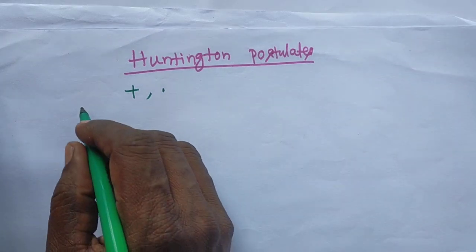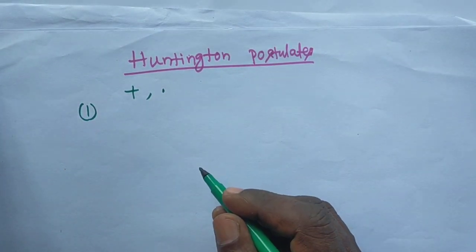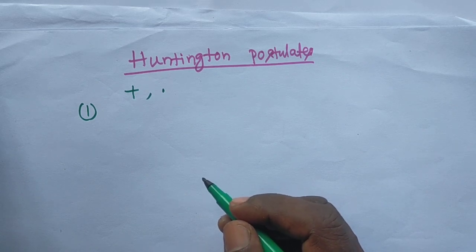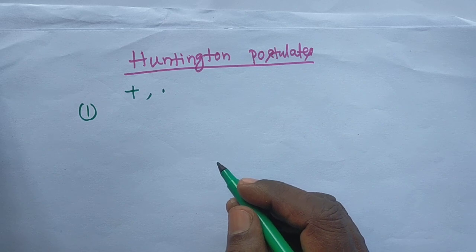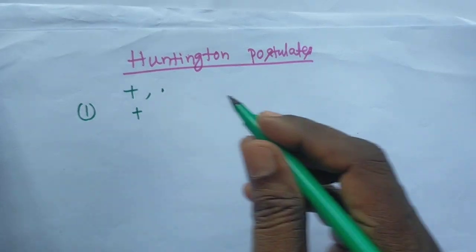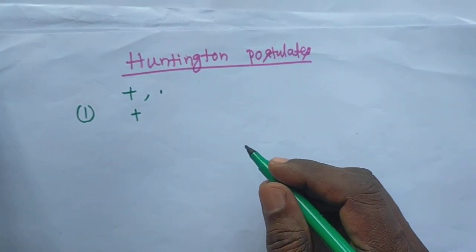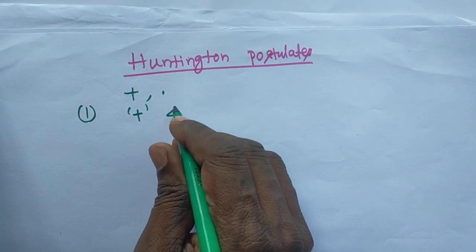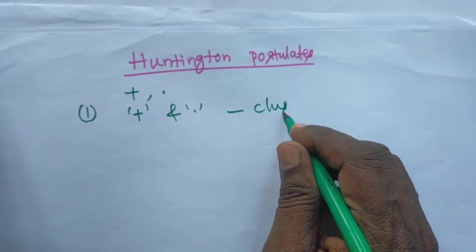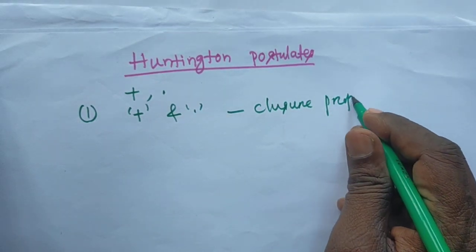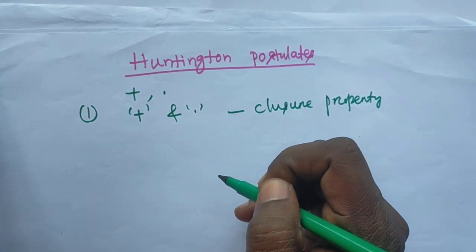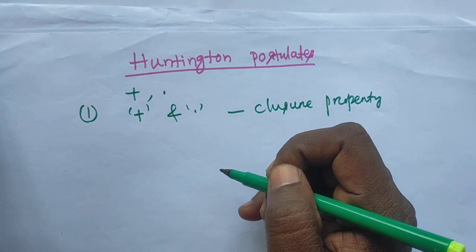Now we see what those postulates or rules are under this Huntington. First one, you see, is the closure property. The structure is closed with respect to the plus operator and the dot operator, that is the closure property, on the addition operator and the multiplication operator, which in a very simple way we can use.